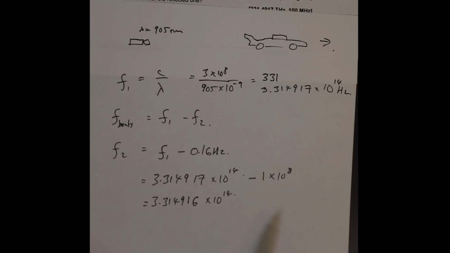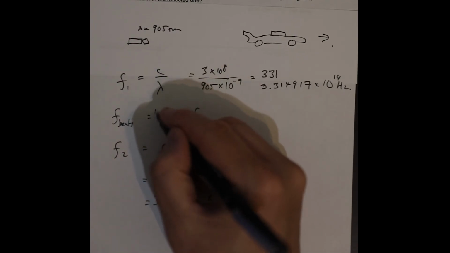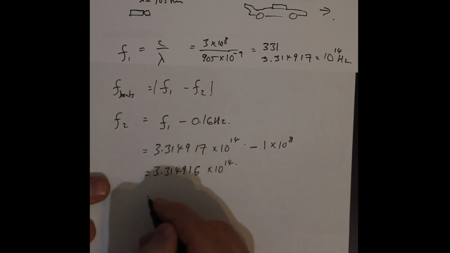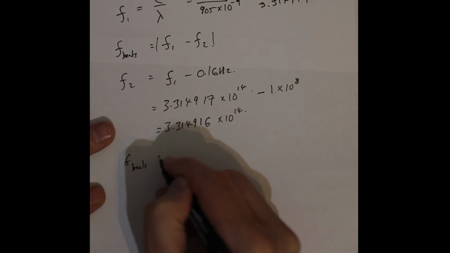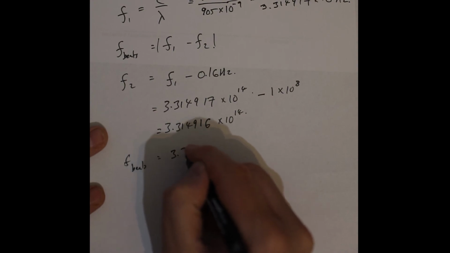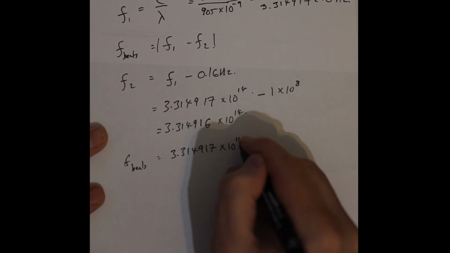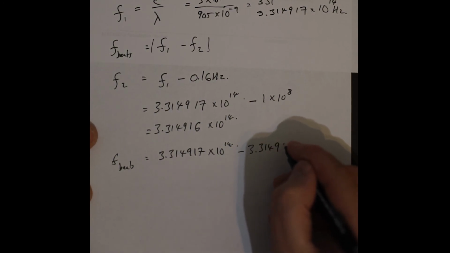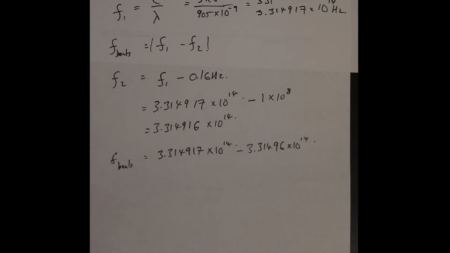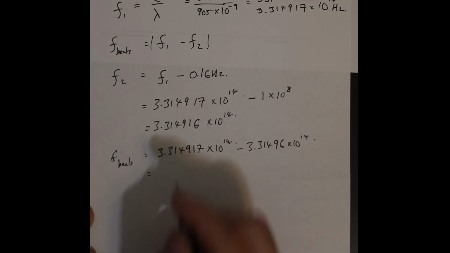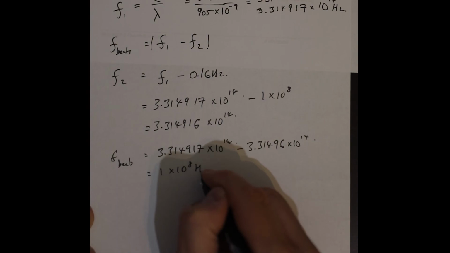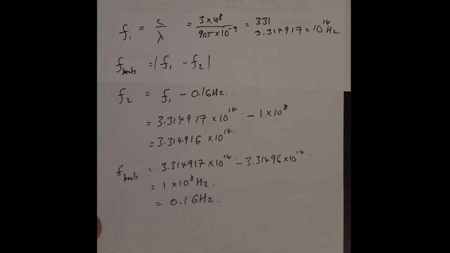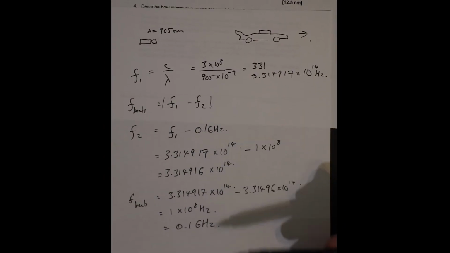But then remember that the beat frequency is just equal to f1 minus f2, so it's the magnitude of this. So if I put these values in, I've just got that f beats is just equal to 3.31417 times 10 to the power of 14 minus 3.31496 times 10 to the power of 14. Okay, and that's going to leave me just with a value that is 1 times 10 to the power of 8 hertz, which is equal to 0.1 gigahertz. Okay, and that's basically because the beat frequency is just equal to the shift.